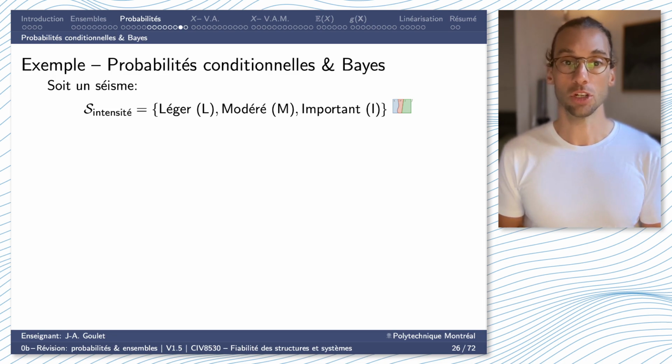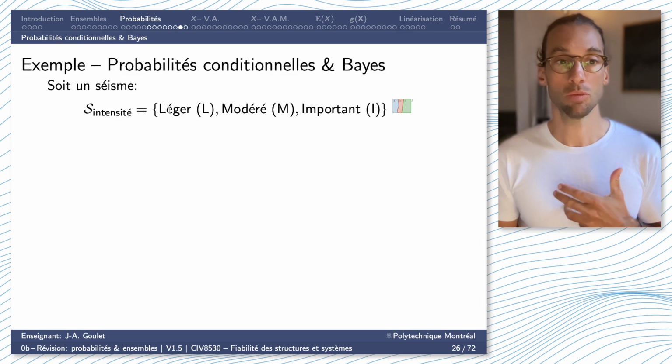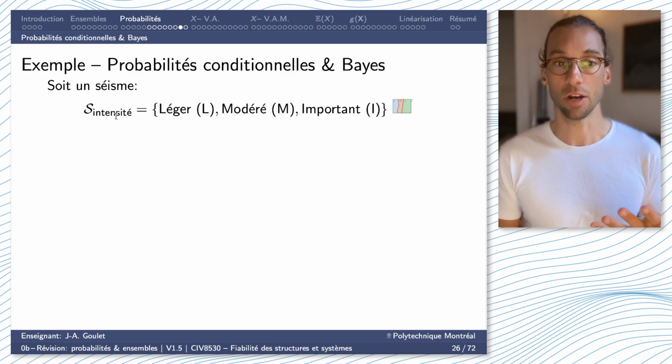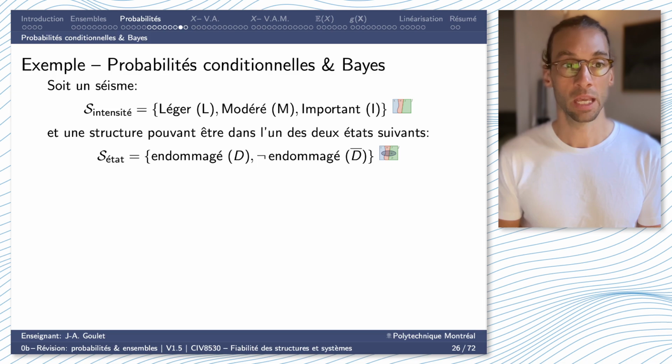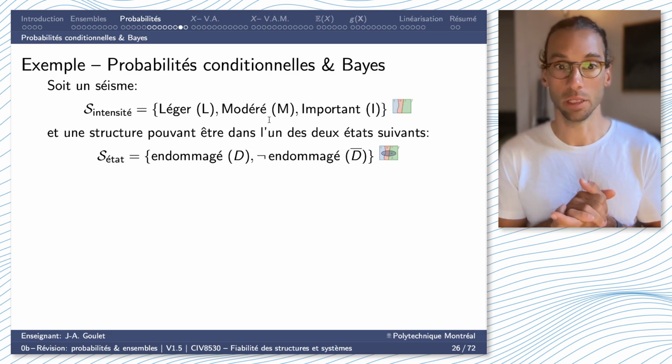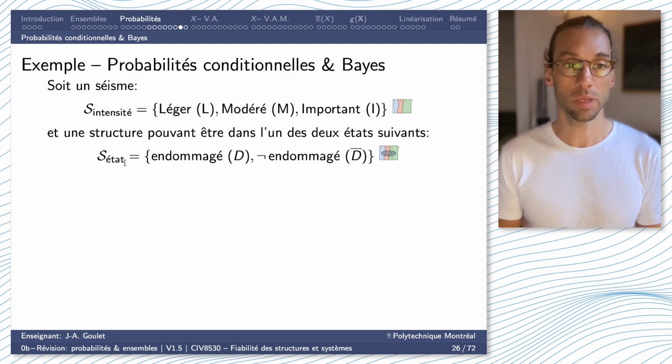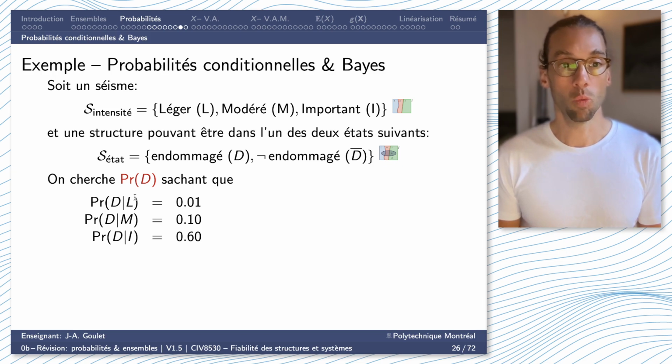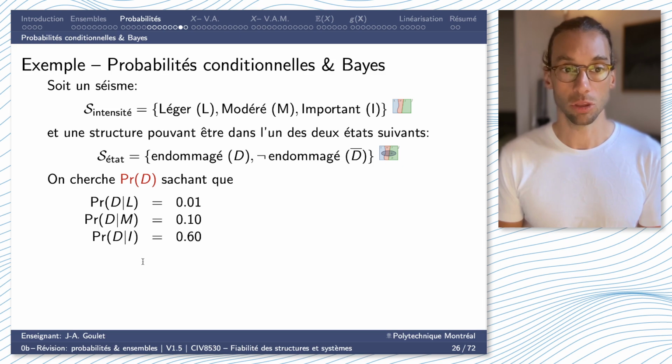So let's look at a simple application of conditional probability and Bayes. Let's imagine we have the sampling space for the intensity of an earthquake being light, moderate, or important. Then we have a structure built in the region that can be in either of two states: damaged or the complement, not damaged. We know these conditional probabilities. The conditional probability of damage given a light earthquake is 1%. Given a moderate earthquake, it is 10%. And the probability of damage given an important earthquake is 60%. Knowing this, we search for the marginal probability of having damage.